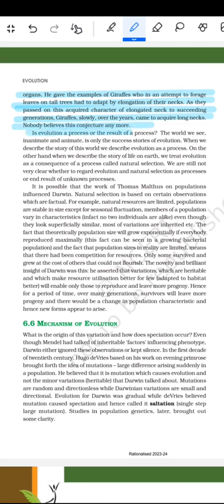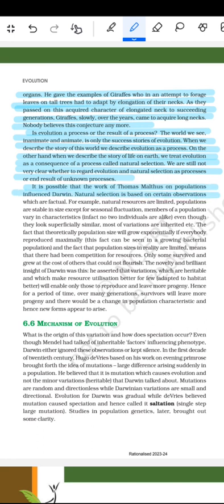Is evolution a process or the result of a process? The world we see, inanimate and animate, is the success story of evolution. When we describe the story of this world, we describe evolution as a process. On the other hand, when we describe the story of life on the earth, we treat evolution as a consequence of a process called natural selection. We are still not very clear whether to regard evolution and natural selection as a process or as results of unknown processes. It is possible that the work of Thomas Malthus on population influenced Darwin.